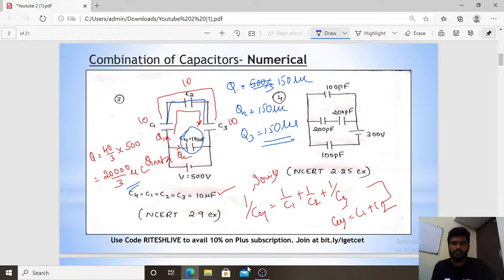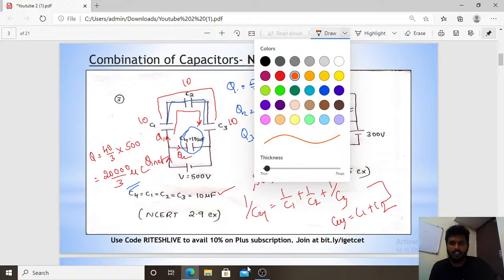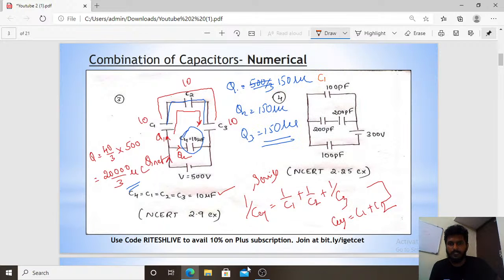First, when they have not given any naming for the capacitors, then you only name it: C1, take this as C2 and take this as C3. When these two are in series, the value is 1 by 200 plus 1 by 200 picofarad, whole inverse. That is nothing but C equivalent when they are in series. So you will get some value, that is 100 maybe, I guess. Okay, that is 100.